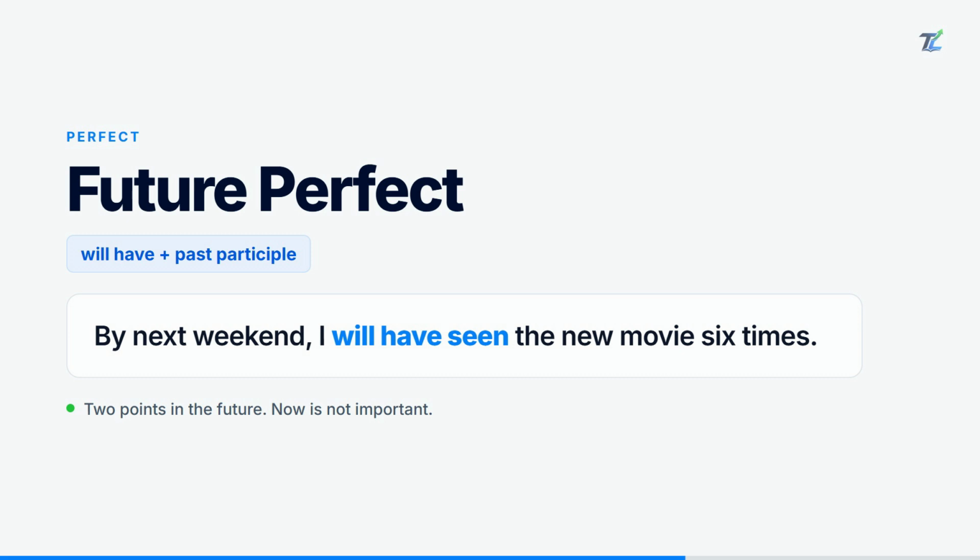To show the thing that happened before the other, I use the future perfect, will have seen. I use will plus the verb have in its simple form because it's after will, and the past participle of see, which is seen. This future perfect shows me that this will happen before this time.